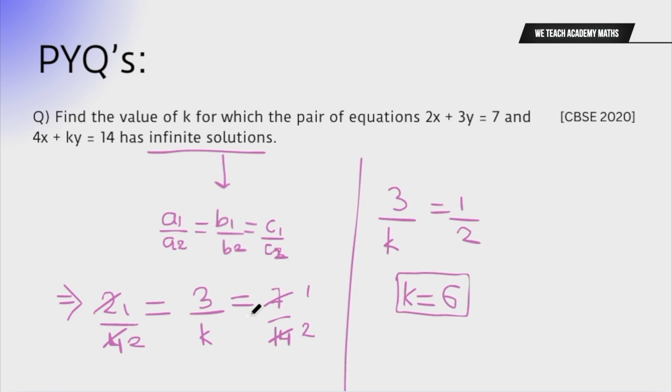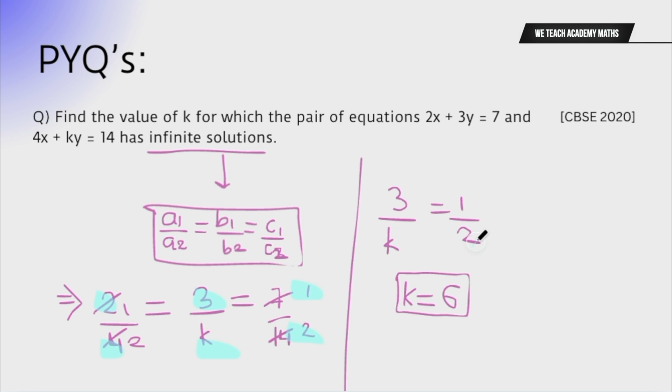Find the value of k for which the pair of equations 2x plus 3y is equal to 7 and 4x plus ky is equal to 14 has infinite solutions. So the condition for infinite solutions is a1 by a2 equal to b1 by b2 equal to c1 by c2. This would mean that when we write it in a tabular form or a division form, we get 1 by 2 equal to 3 by k equal to 1 by 2.